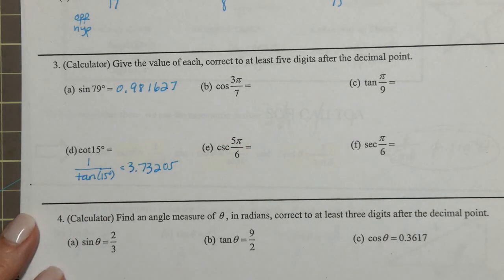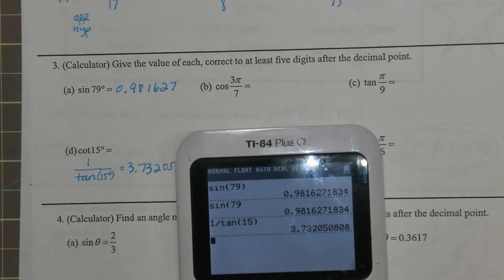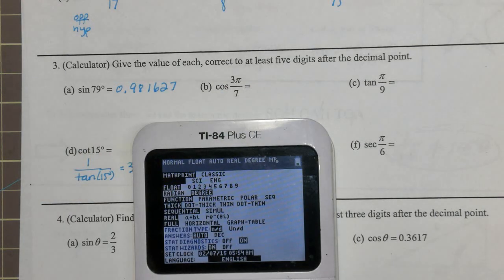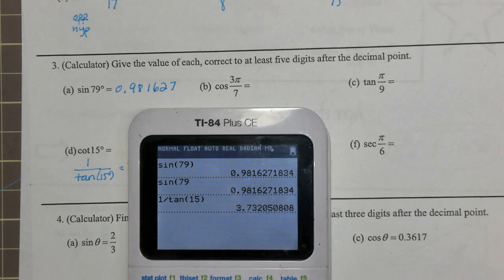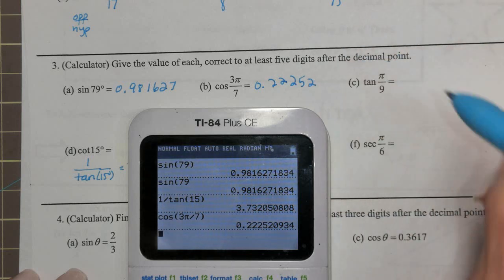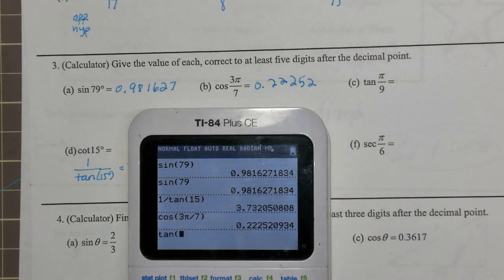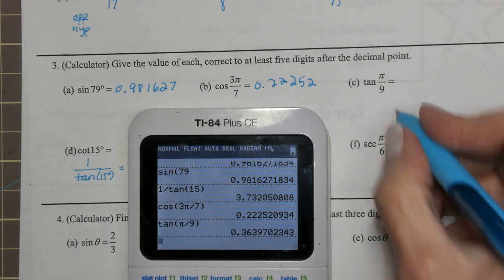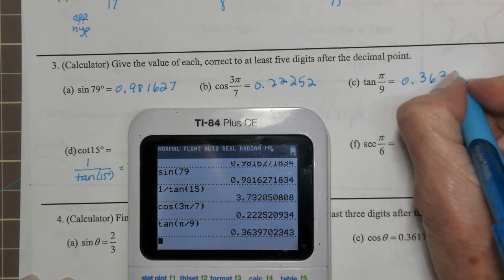Okay. The rest of these are in radians, so now we're going to go back and change it back to radian mode. So mode, radians. Okay. Cosine of 3 pi divided by 7 is 0.22252, at least 5 digits. Tangent of pi over 9 is 0.36397.